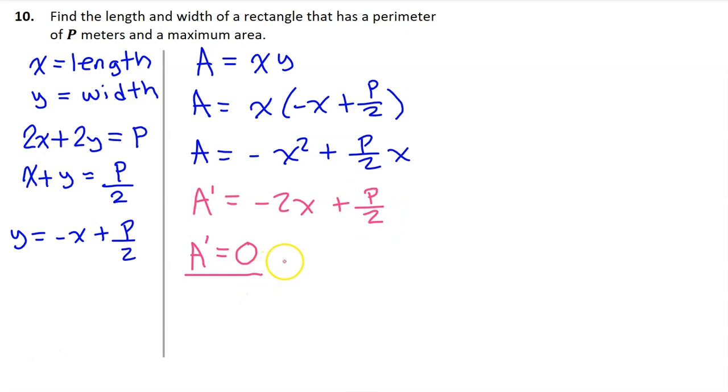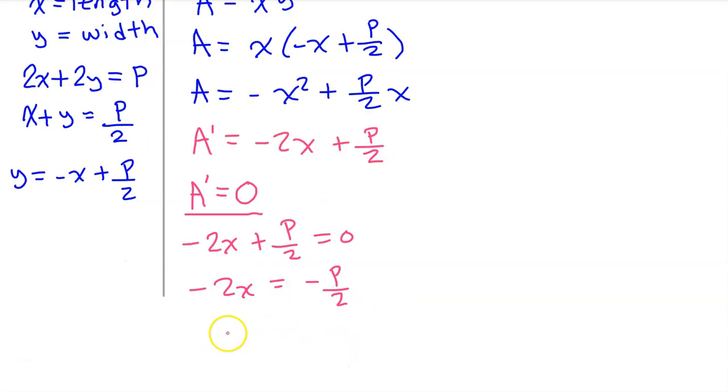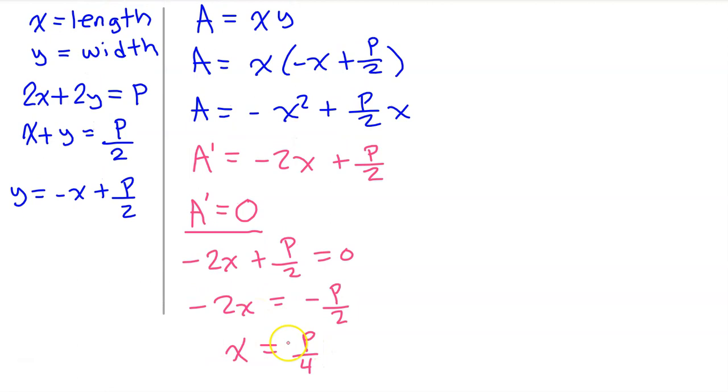Let's find a critical value by setting A prime equal to 0. So we have negative 2x plus the constant P over 2 is equal to 0. Subtracting P over 2 from both sides, we get negative 2x is equal to negative P over 2. And dividing both sides by negative 2 gives us x equals positive P over 4. This is our only critical value. I think this time I'm going to do a sign chart instead of the candidates test, just mixing it up.